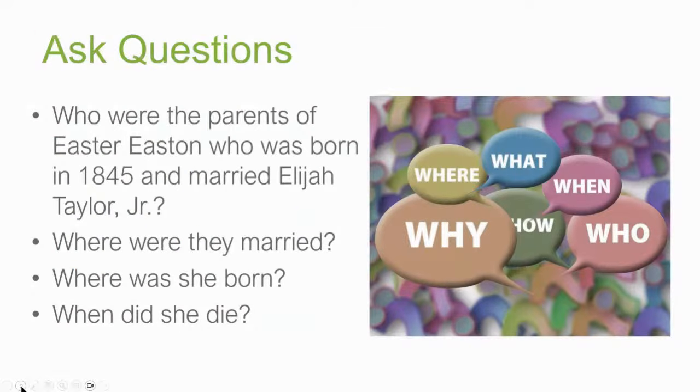First, try asking some questions like, who were the parents of Easter Easton, who was born in 1845 and married Elijah Taylor Jr.? Where were they married? Where was she born? When did she die?